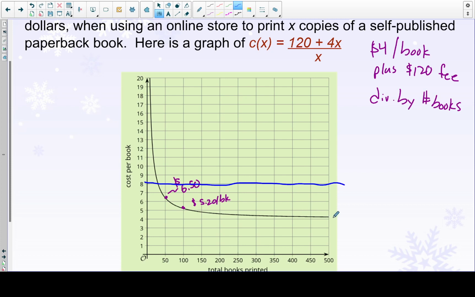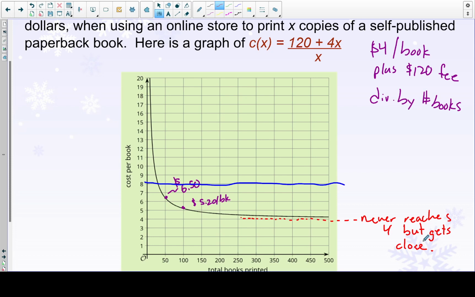So as you can imagine, when you look at this function, as it goes down, it's never actually going to cross 4. And the reason is because we already know that we are paying a base cost of $4 per book. But it gets close. This is a horizontal asymptote.